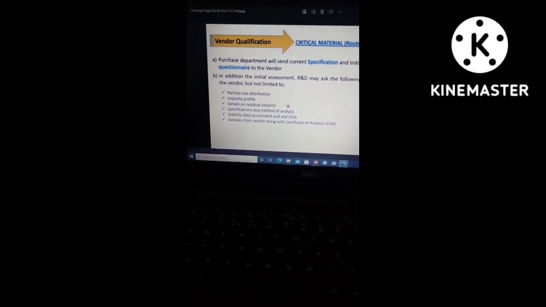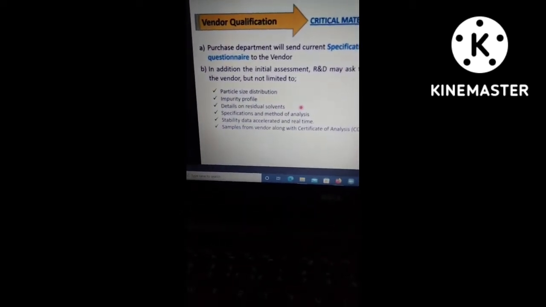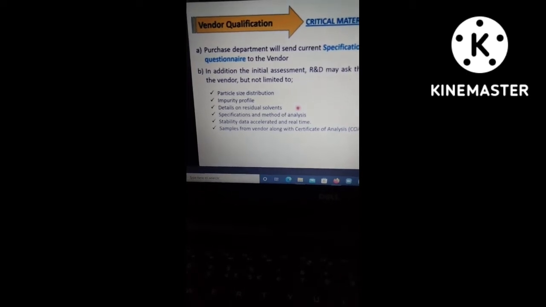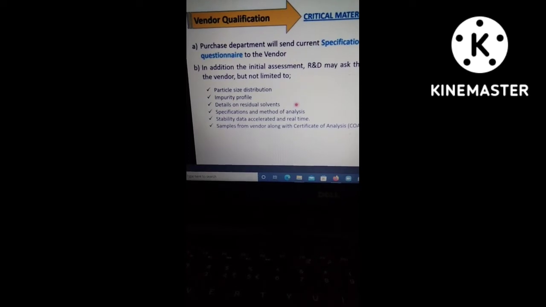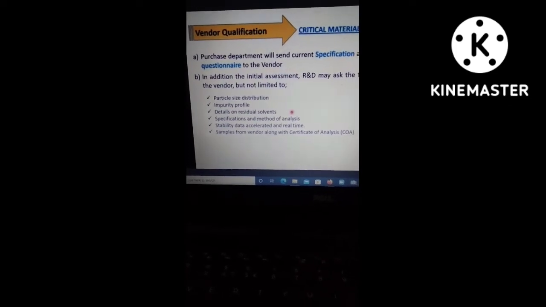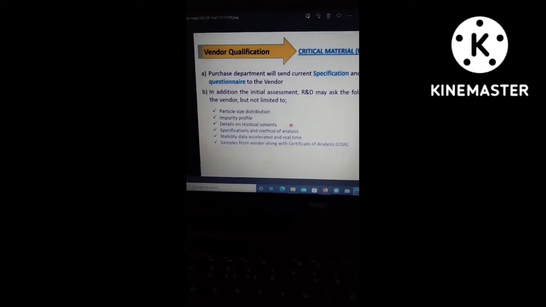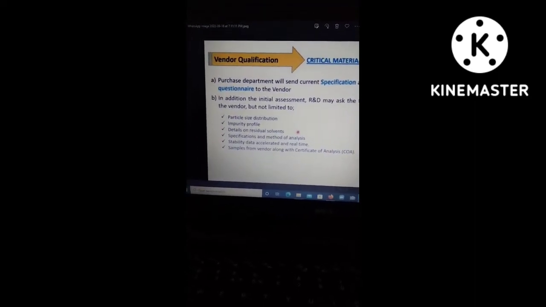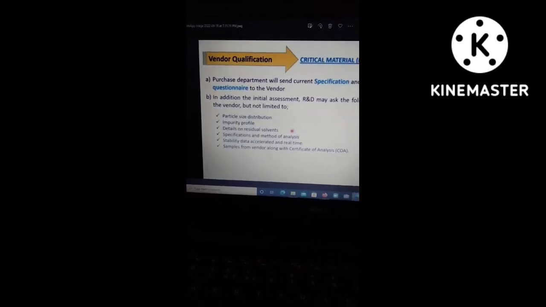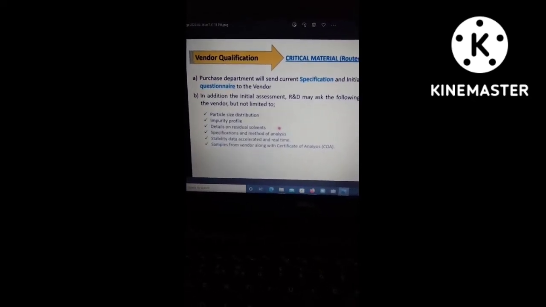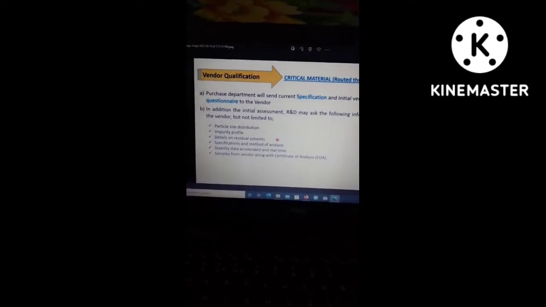The details will include particle size distribution, impurity profile and residual solvents, specifications and method of analysis, and stability data which may include accelerated and real time. Real time means long term. Also samples from the vendor along with the certificate of analysis, and also the standard, whether it is a working standard or reference standard. So the samples have to be received from the vendor, from 3 different batches. So this is the criteria from the R&D before the purchase department sends it to the vendor.